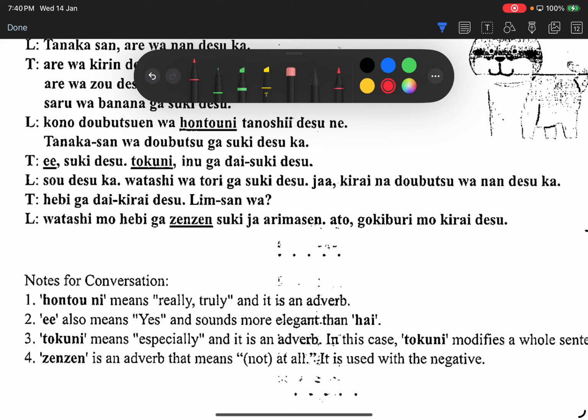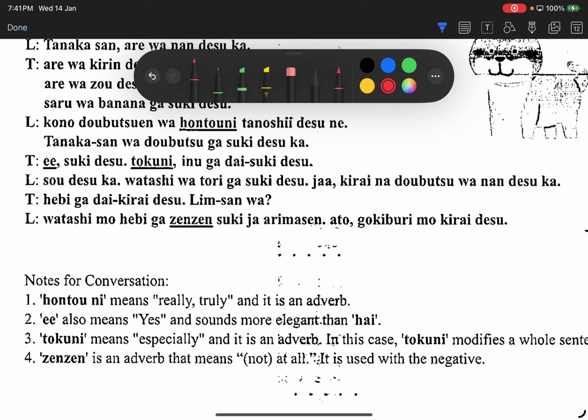Before that, we add zen. Zen is another adverb, very similar to amari and sonani. Amari sonani means not so. In this case, zen is even worse. It means not at all. It's like I don't even like it at all. Zero. Same as amari and sonani, we need to put it in the negative. That's why you see ja arimasen. We need to use it in the negative sense.